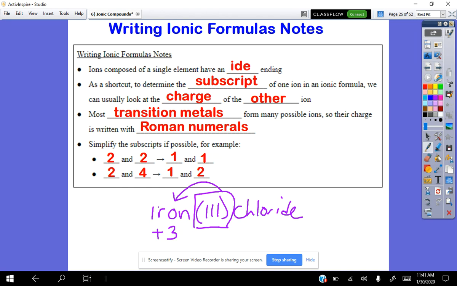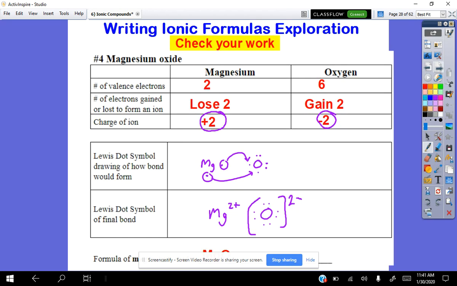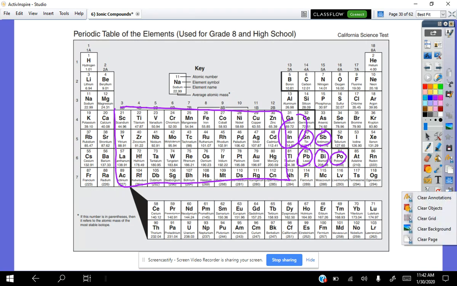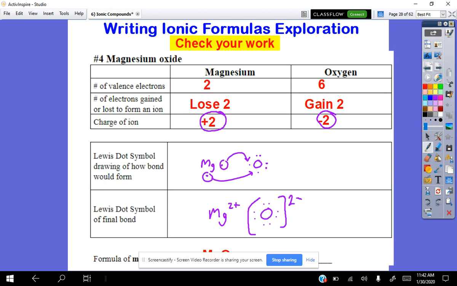They only use those Roman numerals when we're looking at transition metals. Transition metals are in this center section of our periodic table. Sometimes you'll also see some of these elements around here also have Roman numerals. Remember that anything to the left of my staircase is a metal, generally, and anything to the right we consider a nonmetal. There are some exceptions to that, but for the most part, that is a true statement.